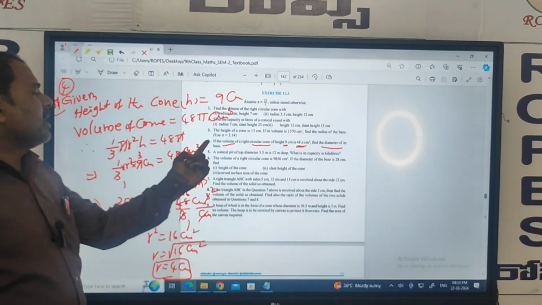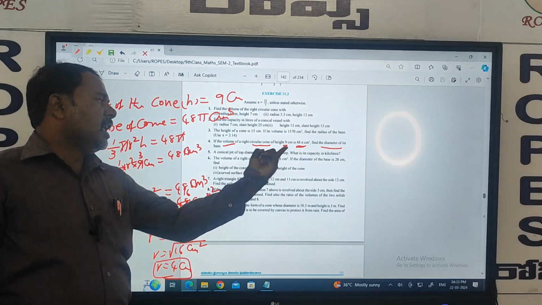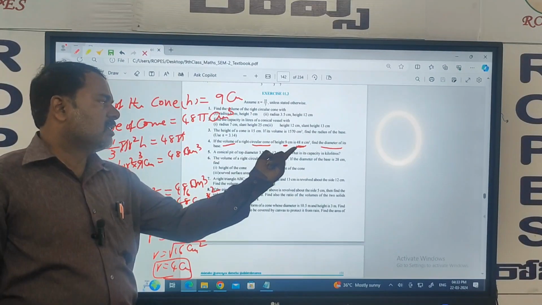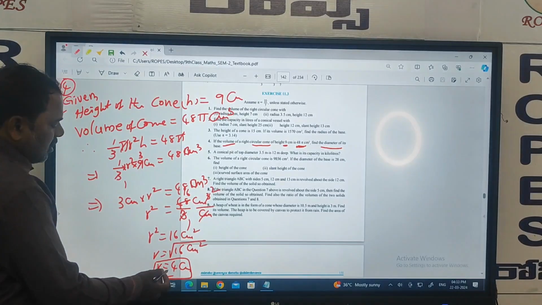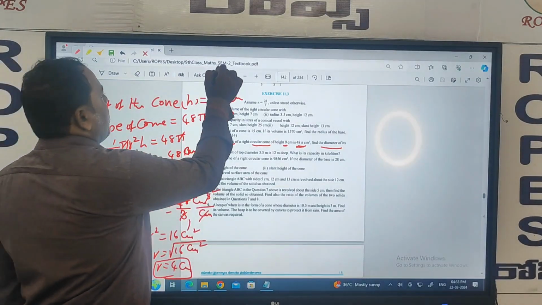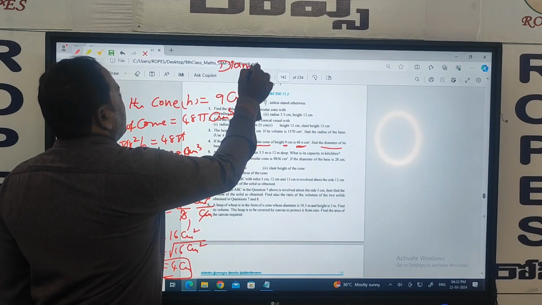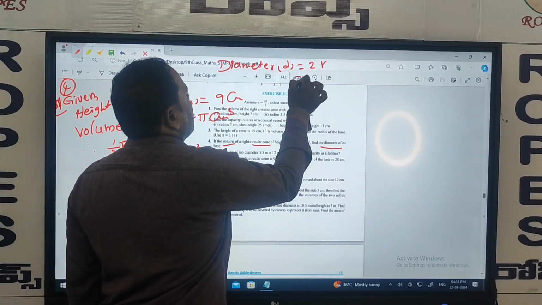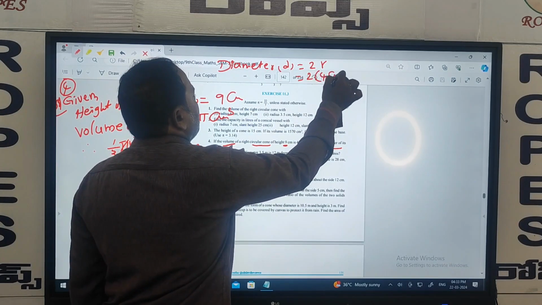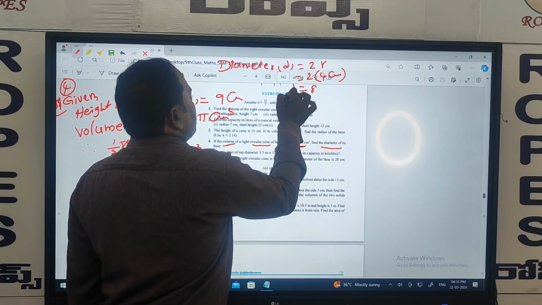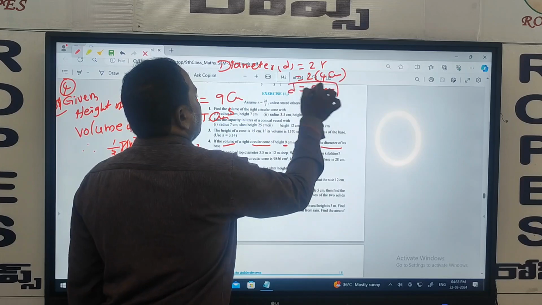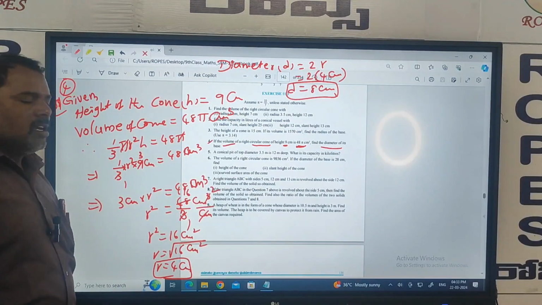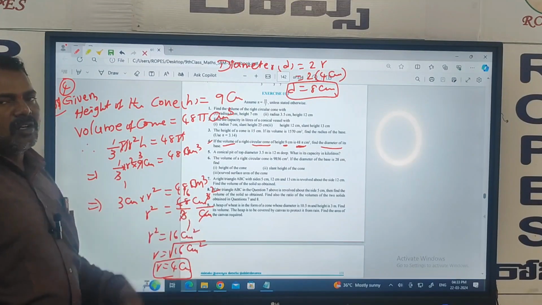So when they give the volume of the cone and the height 9 centimeters, from that the radius is 4 centimeters and diameter d is equal to 2r, that is equal to 2 into 4 centimeters, that is equal to 8 centimeters. D is equal to 8 centimeters. That is what they asked, and we solved that. So this type of problems we have to solve like this only.